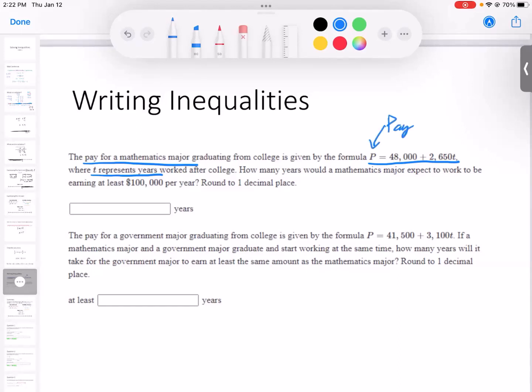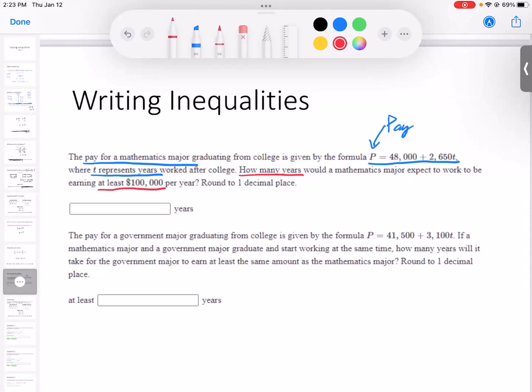And so that's how we know that this P right here represents the pay for a mathematics major. And then it says how many years, so this is what we're looking for, would a mathematics major expect to work to be earning at least $100,000 per year. So if we look at this equation, what it basically means is if you haven't worked any years, so if T is 0, then your pay is going to be $48,000. And then for every year that you work, let's say you work 1 year, you're going to make $2,650 more than that. So essentially, this is your starting pay. This is how much of a raise you get every year. That's essentially what that equation is saying.